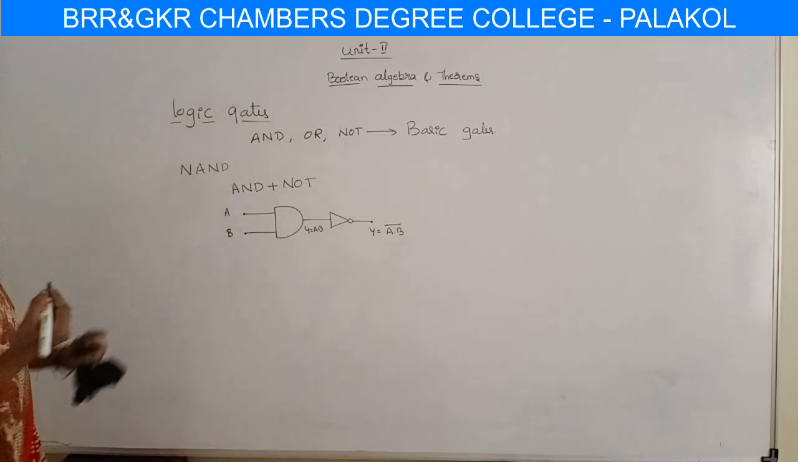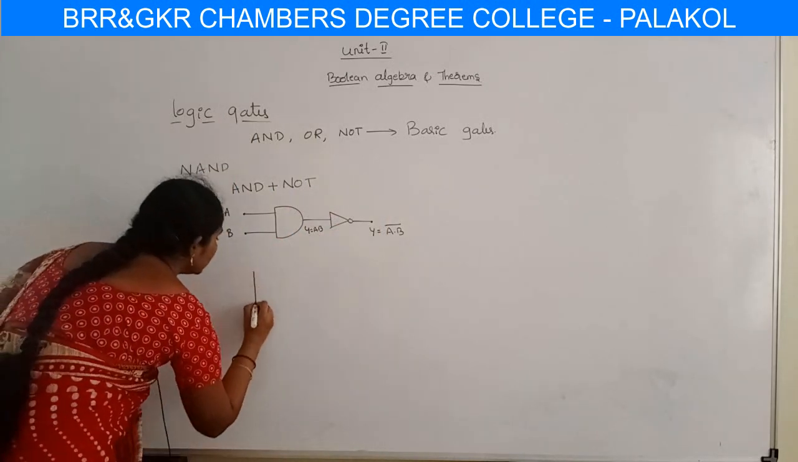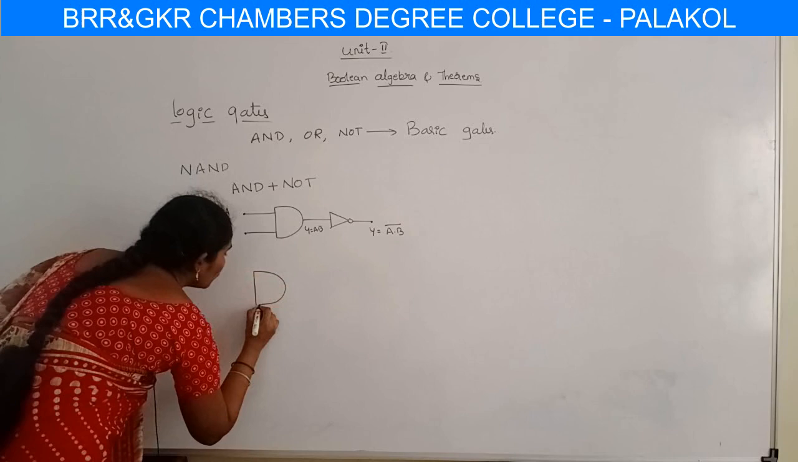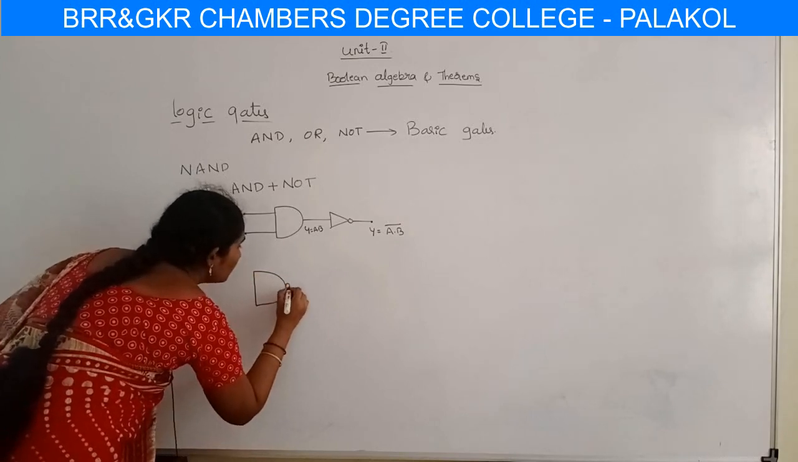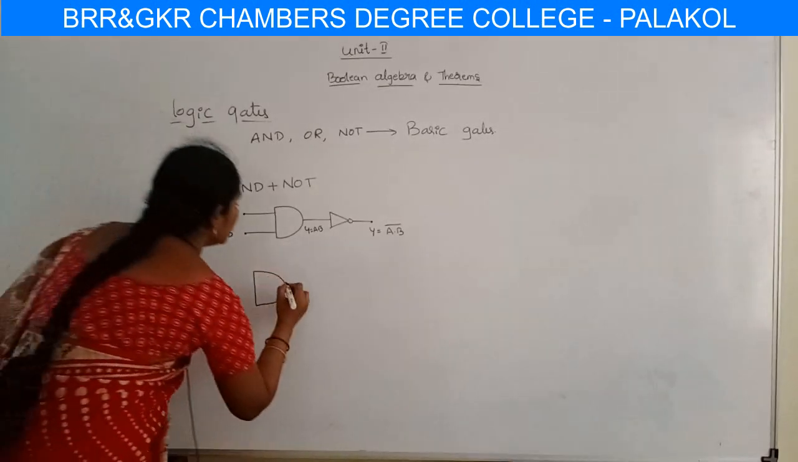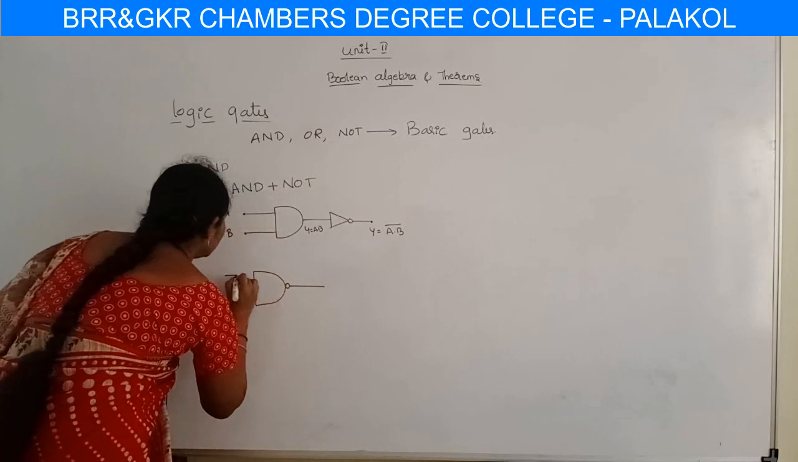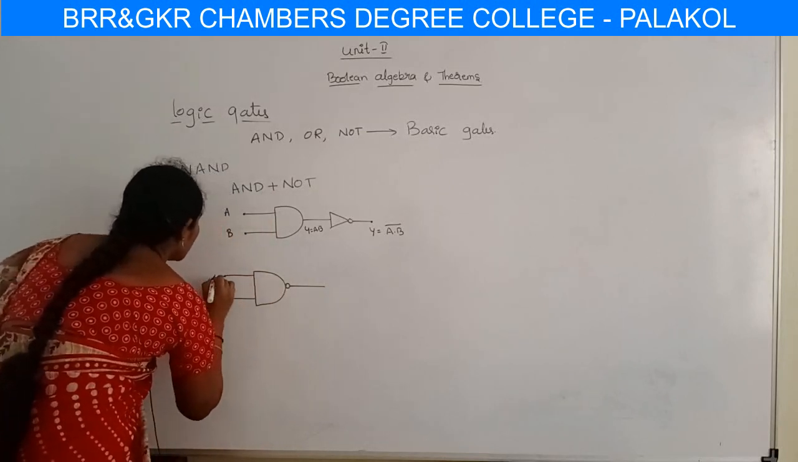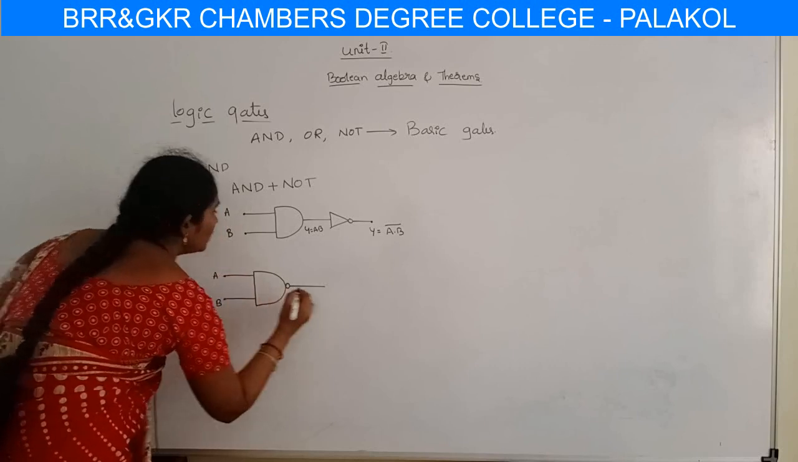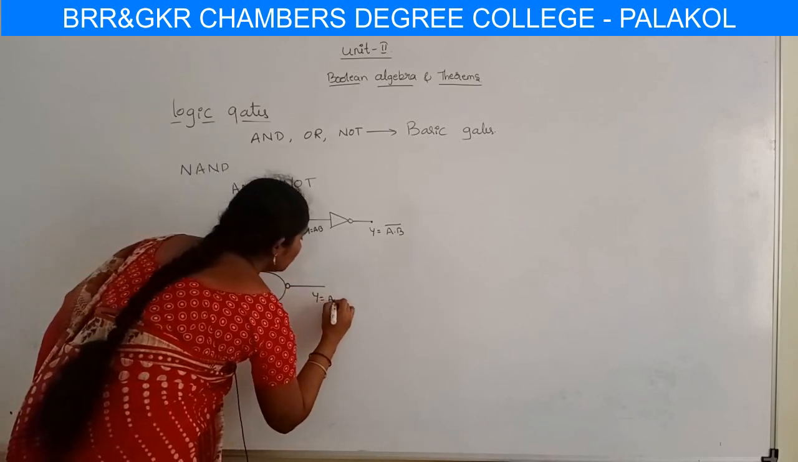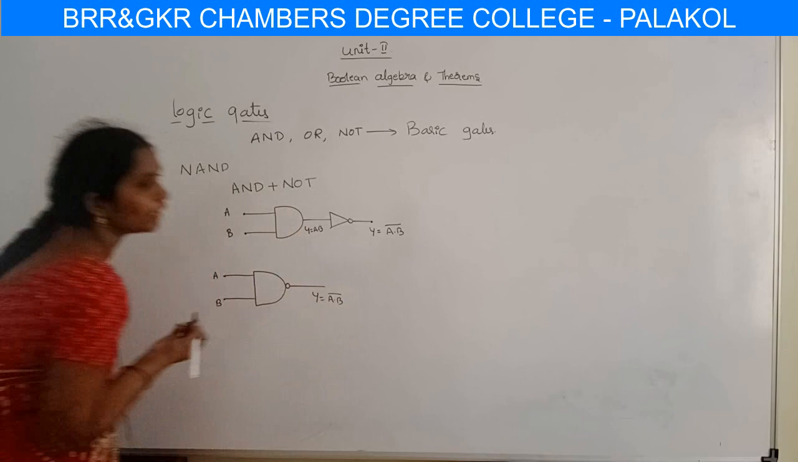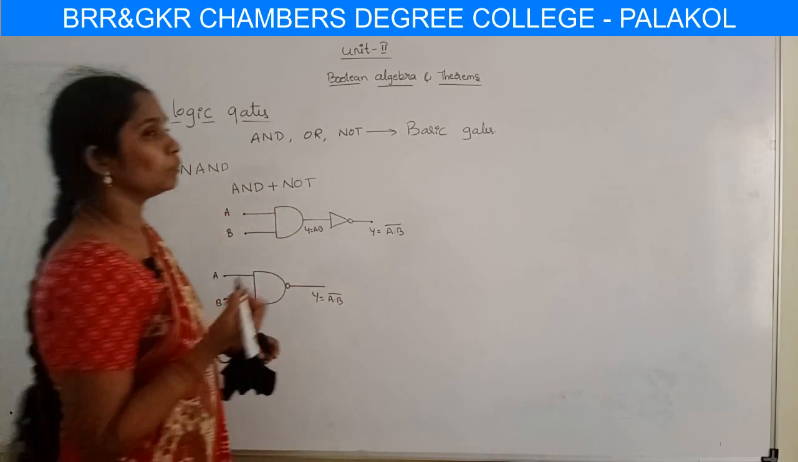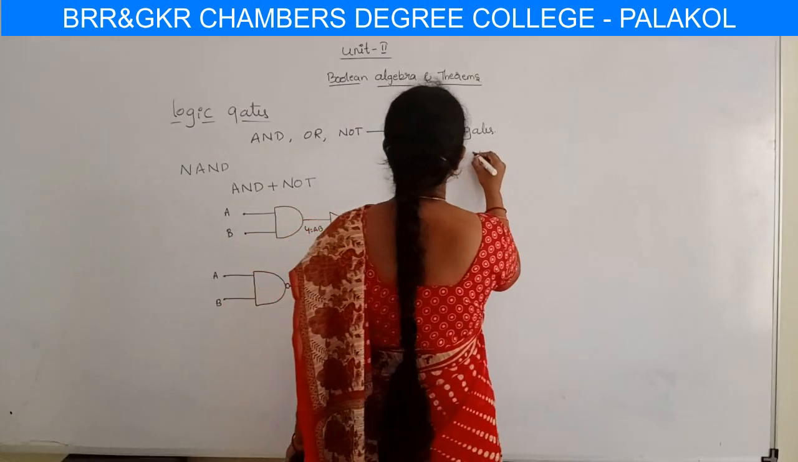This symbol can also be written like this, with a bubble here. The bubble is nothing but NOT. So this is A and B, and the total output Y is equal to A dot B whole bar. Okay, so now we will move to the truth table.